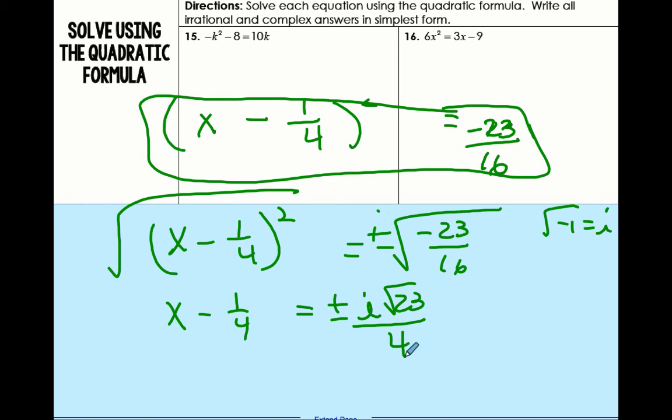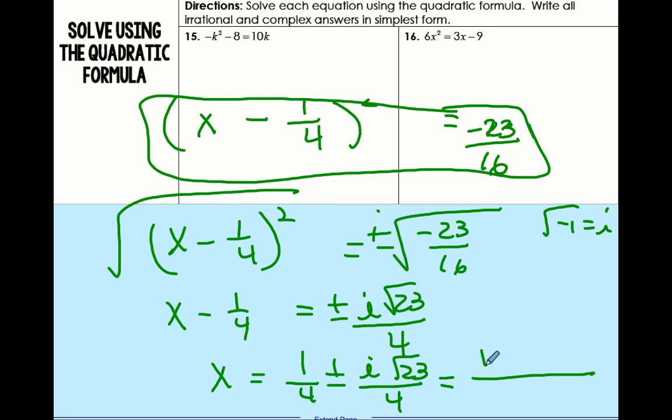So the last thing to do is add 1/4 to both sides. So I get 1 over 4 plus or minus i square root of 23 over 4. Another way to write that would be 1 plus or minus i square root 23 over 4.